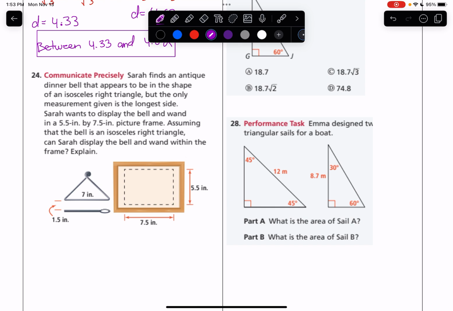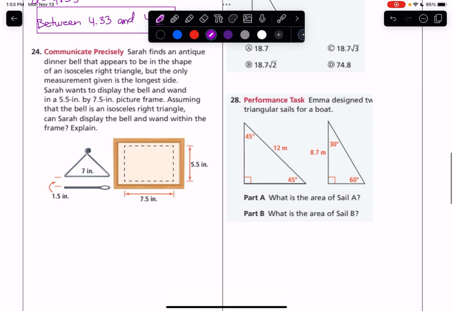So if that dinner bell is a 7-inch length and it is an isosceles right triangle, then that means that there's a right angle right here. It also means that we can figure out the lengths of the other two sides, because if this side is 7, then we can find this side and this side, because 7 is going to be equal to x root 2. And we can find this x root 2 a few different ways.